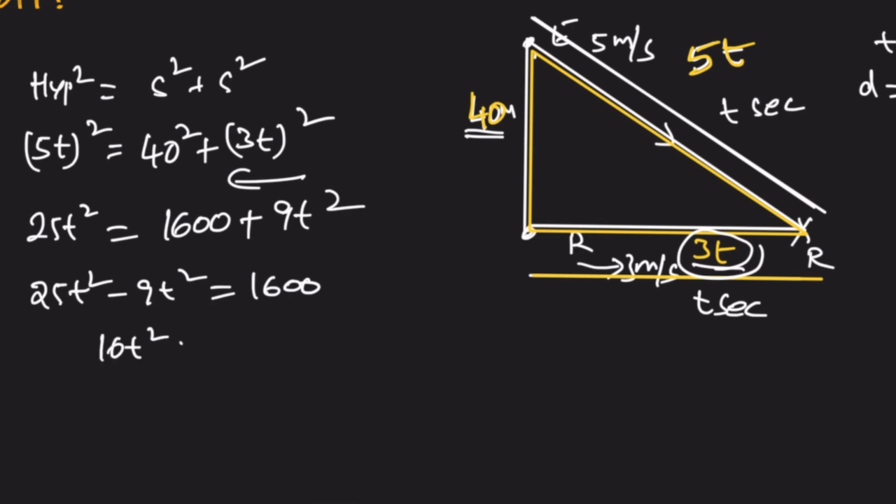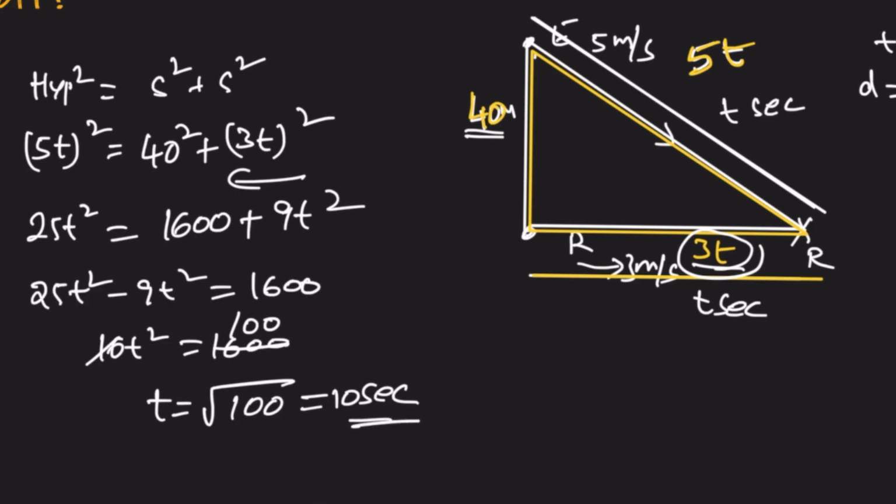16t squared is equal to 1600. How many times does 16 cancel? 100 times. So t squared is equal to 100, then t is equal to root 100, so we get 10 seconds. After 10 seconds, the eagle catches the rabbit. The traveling time is 10 seconds. So 3t means 3 into 10, that is 30 meters travelled by the rabbit, and by the eagle 5 into 10, that is 50. So 50 meters is travelled by the eagle. So this is the answer.